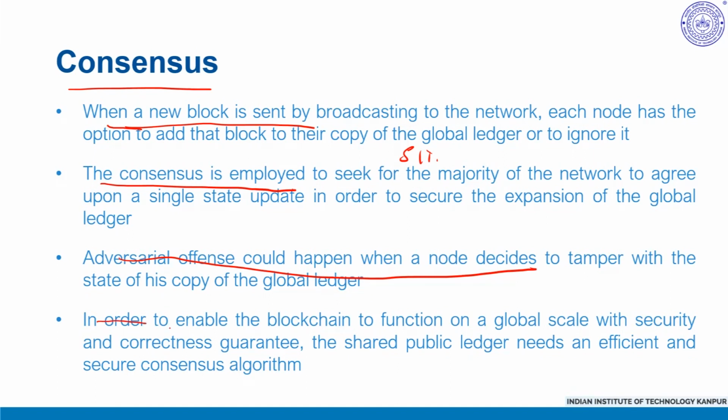Now, in order to enable the blockchain to function on a global scale with security and correctness guarantees, the shared public ledger needs an efficient and secure consensus algorithm, which must be built fault tolerant and ensure, first, that all nodes simultaneously maintain an identical chain of blocks, and also that it does not rely on a central authority to keep malicious adversaries from disrupting the coordination process of reaching consensus.